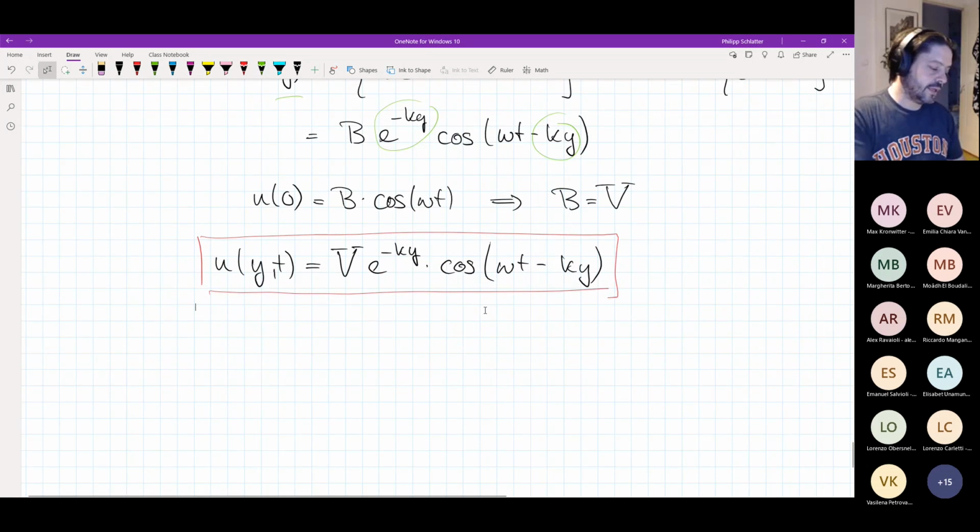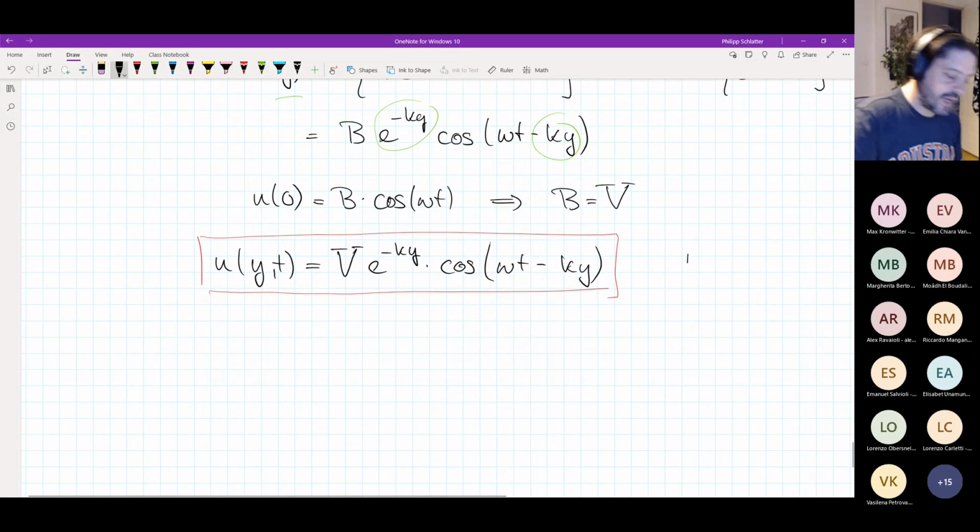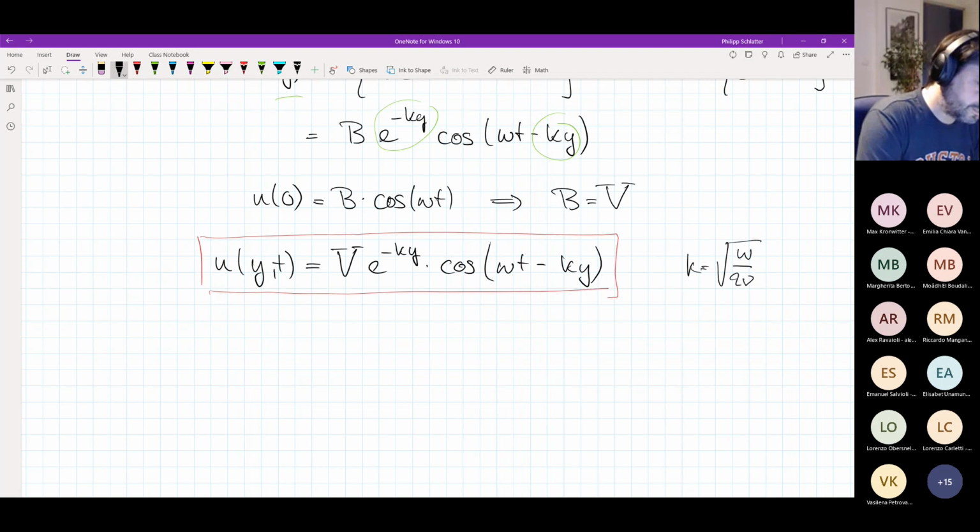U of y and t is v times e to the minus ky times cosine of omega t minus ky. Maybe it's important to remember what k actually was. K was the square root of omega divided by 2 nu. So that means that the omega and in particular the viscosity goes into the k, but it's a constant. It's not something that changes as a function of y or as a function of t. It's a constant.